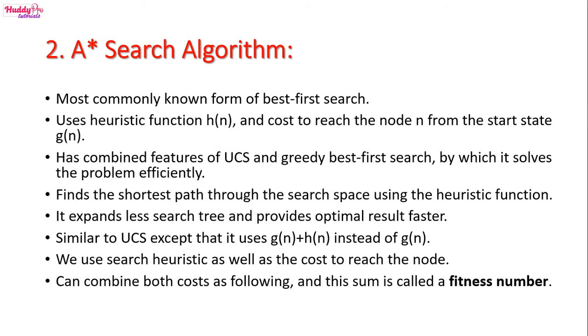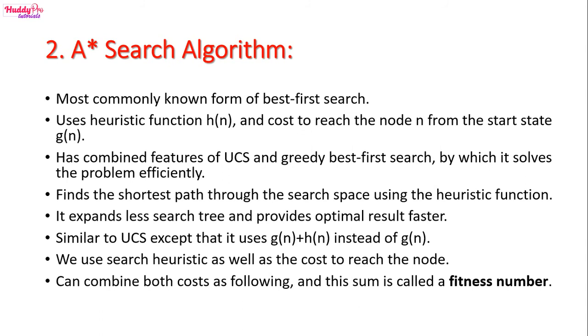This search algorithm expands less search tree and provides optimal result faster. The A* algorithm is similar to the uniform cost search, except that it uses g of n plus h of n instead of only g of n. Remember, g of n is the cost to reach the node, and the h of n is the heuristic function.